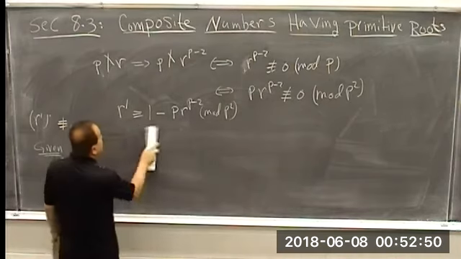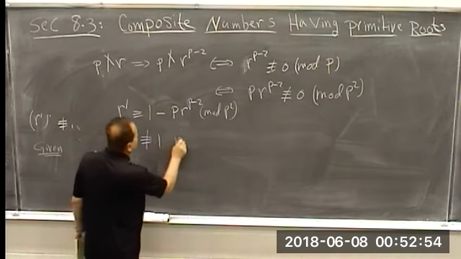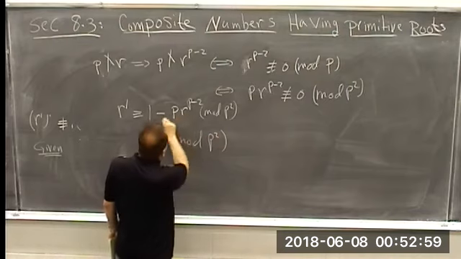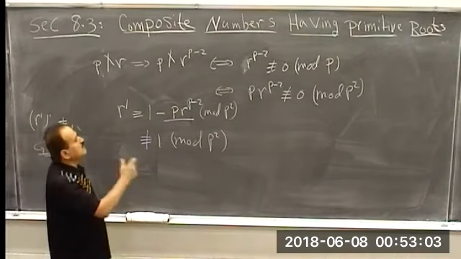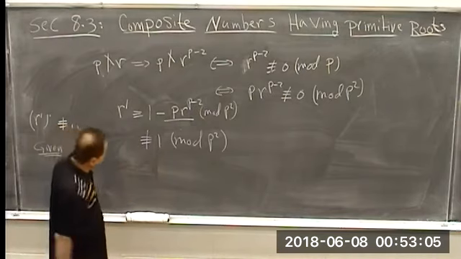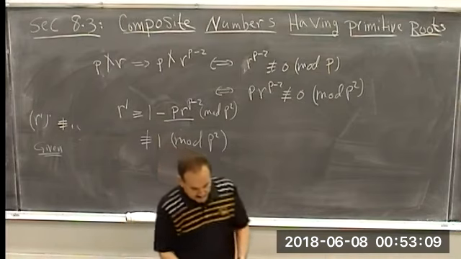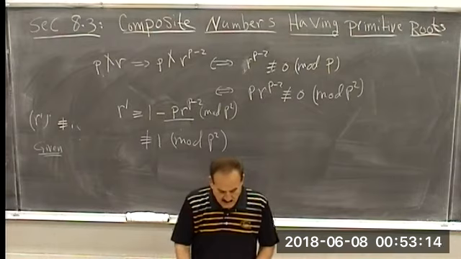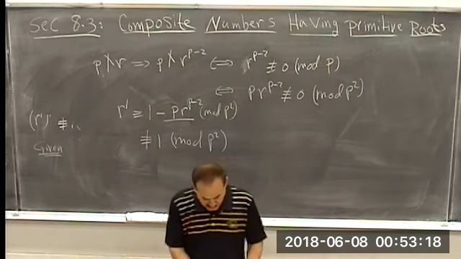Because if it is congruent to 1, then this p times r to the p minus 2 is congruent to 0 mod p squared, which we showed it's not. So in other words, yes, we do have this integer.